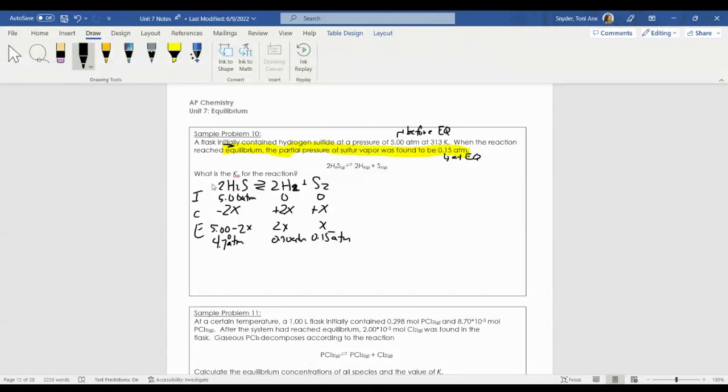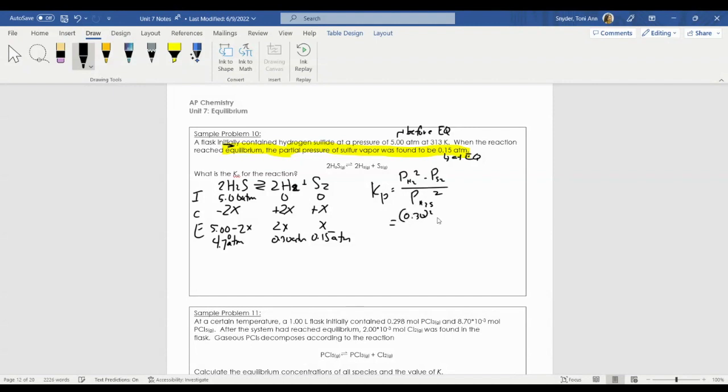So it is asking us here, what's Kp? I do know my expression is equal to the partial pressure of hydrogen squared times the partial pressure of sulfur over the partial pressure of hydrogen sulfide squared. Okay, so that's just a general equilibrium expression. I can now plug in these partial pressures in order to get the value for Kp. So my H2 is 0.30.